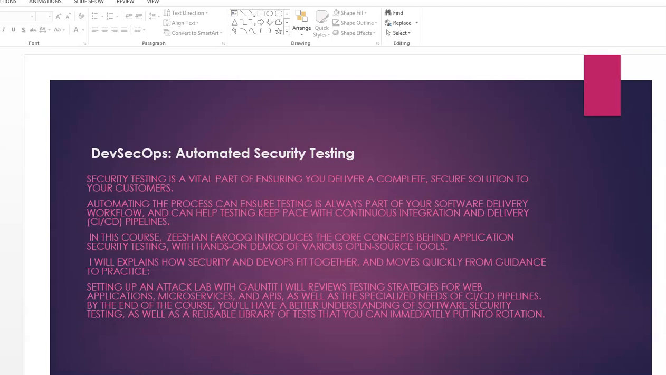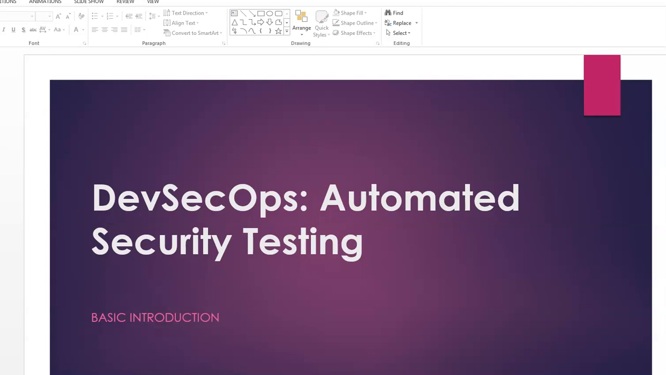Okay, what do you mean? What is the main purpose of using this DevSecOps automated security testing?